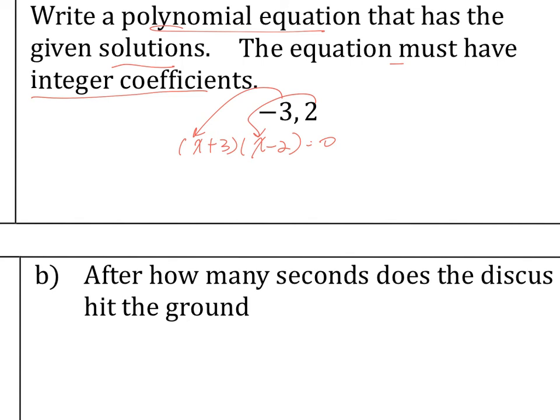Now, we can do the FOIL method, x squared minus 2x plus 3x minus 6, to rewrite this as x squared plus x minus 6 equal to 0. So this will be an equation with the solutions negative 3 and 2.